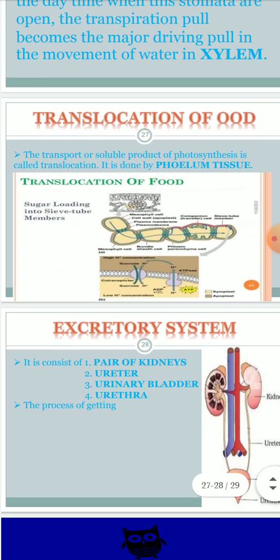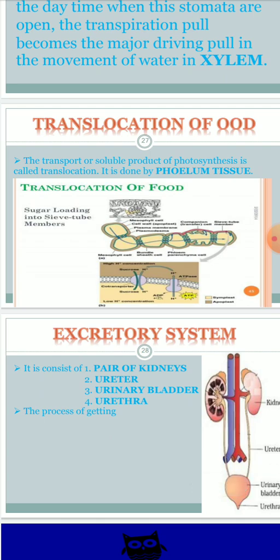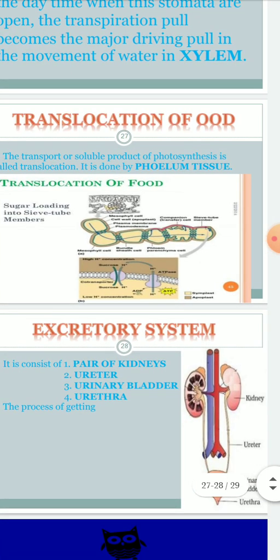Now next is the excretory system. What are the excretory organs? They are a pair of kidneys, the ureter, the urinary bladder, and the urethra. The kidney is the excretory organ which purifies the liquid, the ureter is the channel, the urinary bladder is where the urine is stored, and the urethra is where the urine is excreted.